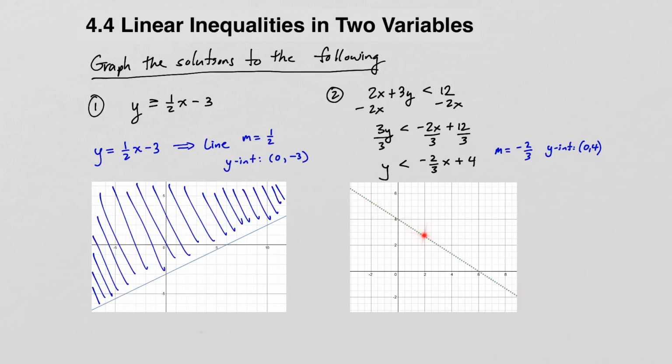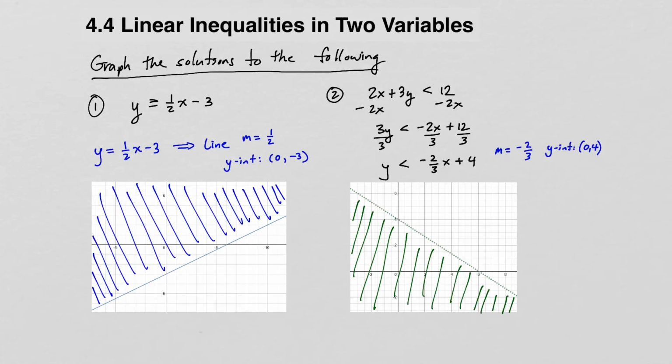Notice the line is dotted, and that's because we don't have equals, so the line is actually not part of the solution. But we need to determine which side to shade on. Do we shade above, or do we shade below? Well, the direction of the inequality gives us this information. So since y is by itself, and it's less than, we know y gets smaller as we go down. So for this reason, we'll be shading below the line here. And so this is what the solution looks like for that inequality.